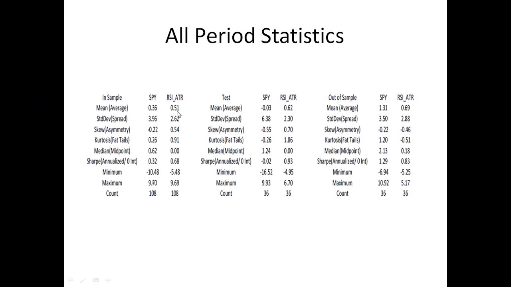The good news is there's much more stability in our model results, and again, this is monthly return percentages. 0.51, 0.62, 0.69 versus the asset, 0.36, minus 0.3, 1.31. So it outperforms. Buy and hold worked better than this system, because the system's going to get out, but it's much more consistent.